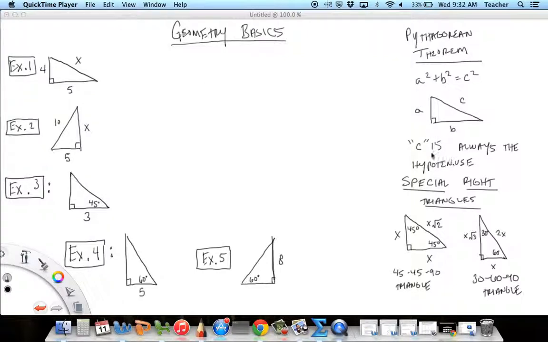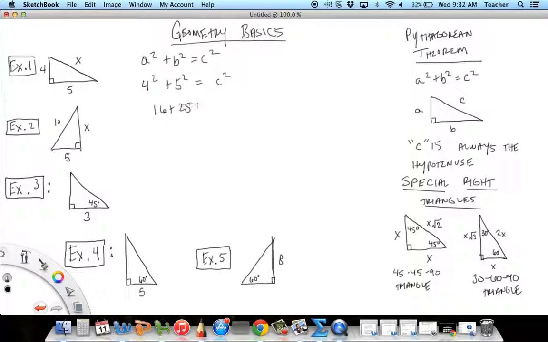For example, it is important that c is always the hypotenuse, and we came to that conclusion yesterday. If we have the Pythagorean theorem as our basis for pretty much all these practice problems, we have a squared plus b squared equals c squared. A and b are the legs, and the hypotenuse is opposite the 90 degrees, or the longest side in a way.